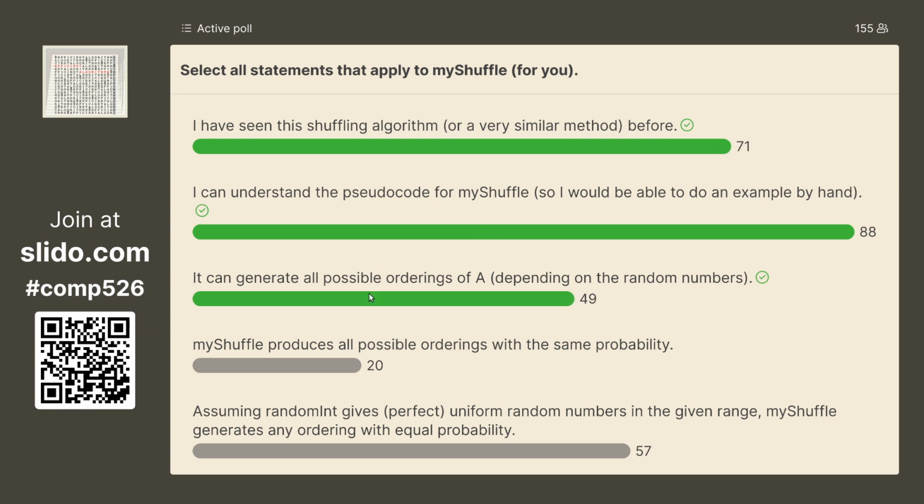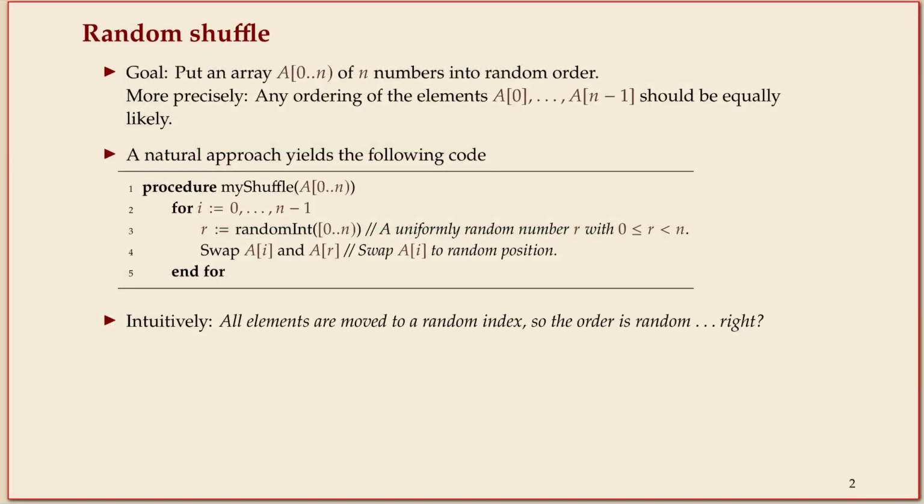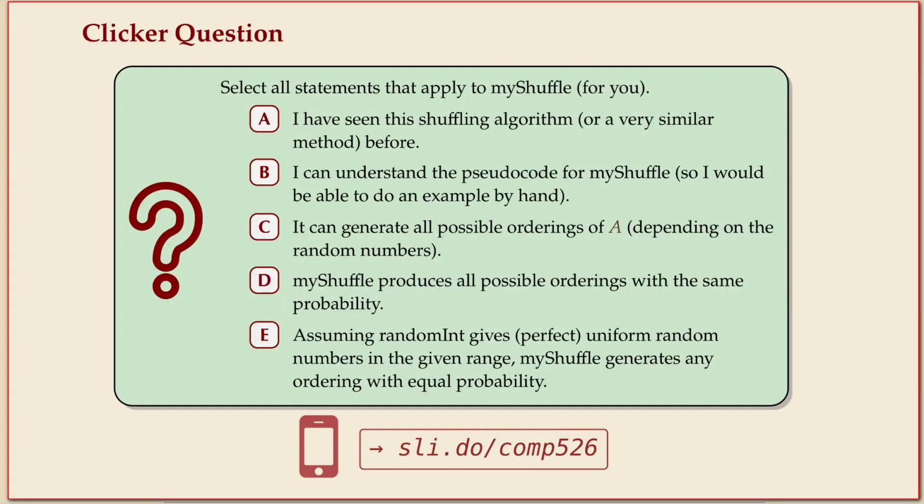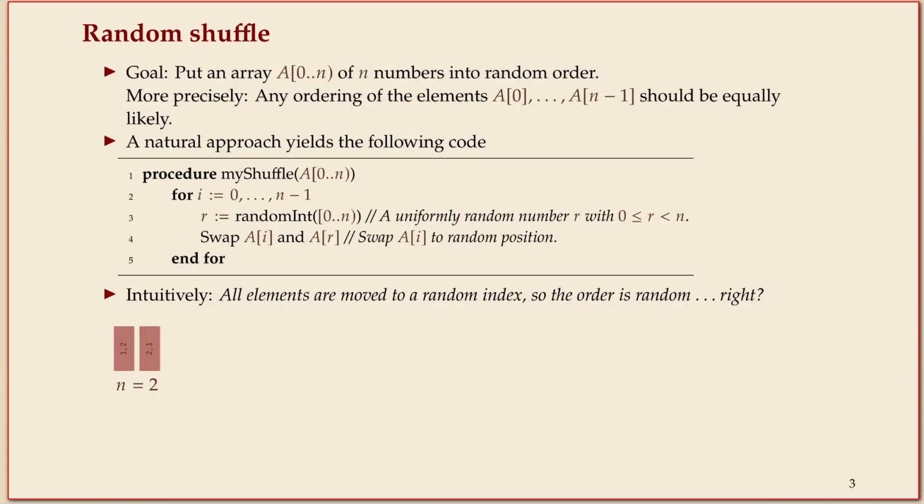It can generate all possible orderings of the array. That's true, but all the others are not. In particular, it's not really solving the problem we are trying to solve. I'll just demonstrate briefly why. If you take an array with just 2 elements and you call this function and analyze how likely it is to go each way, what I'm showing you here is the probability that the outcome is 1, 2, the same order you put things in, or 2, 1. That's the only 2 possibilities with 2 elements. And they're equally likely. Great, so we're on track.